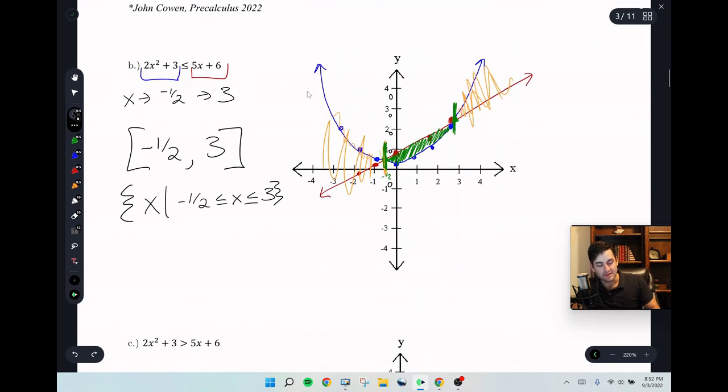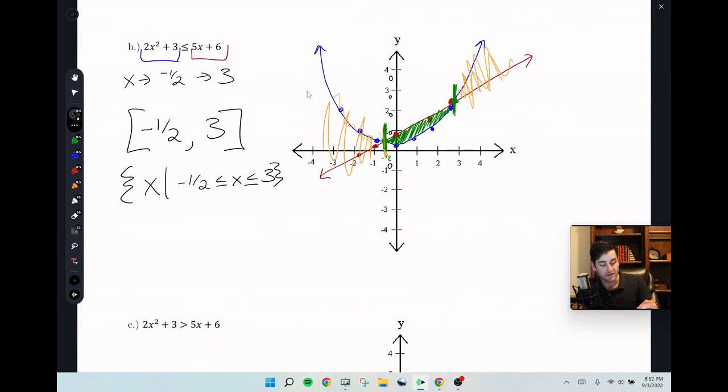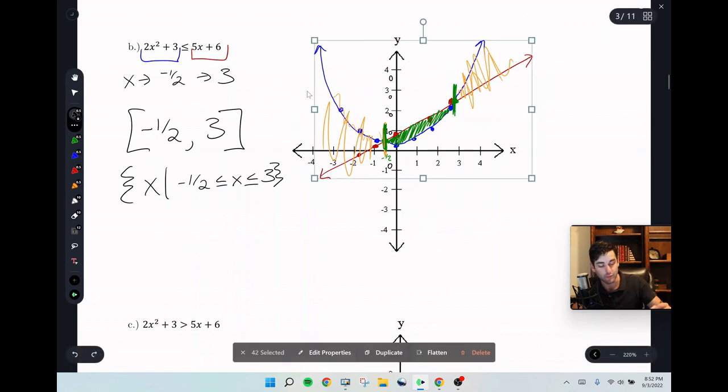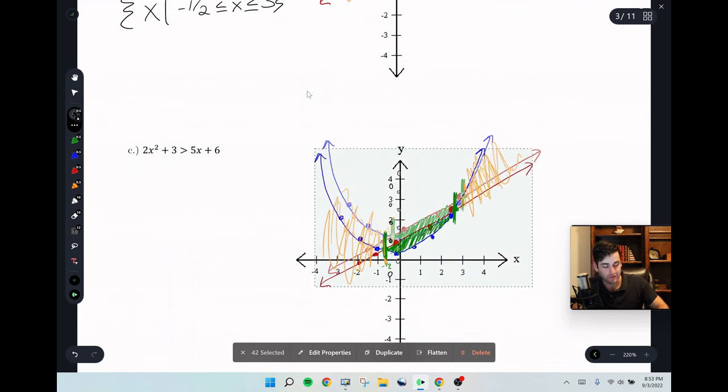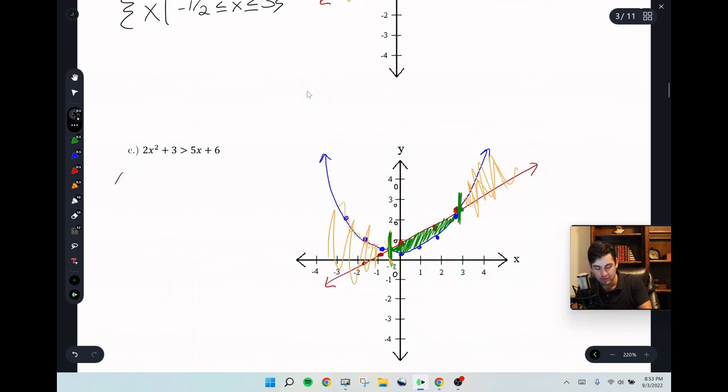So instead of those green sections, we're going to look at the yellow sections. We're going to start at negative infinity and work our way up until we hit the first special point, or a point of intersection, right? If we start at negative infinity, we use one of those soft brackets, and work our way all the way up till we hit negative 1/2.